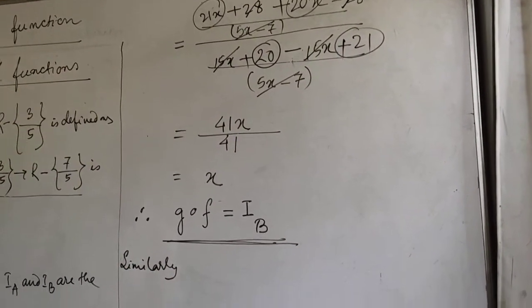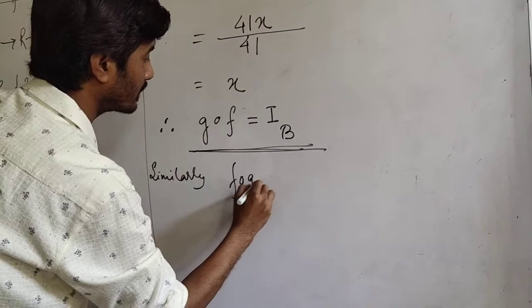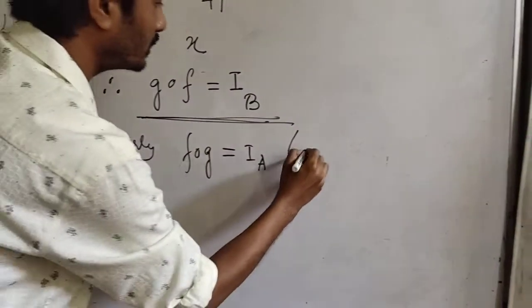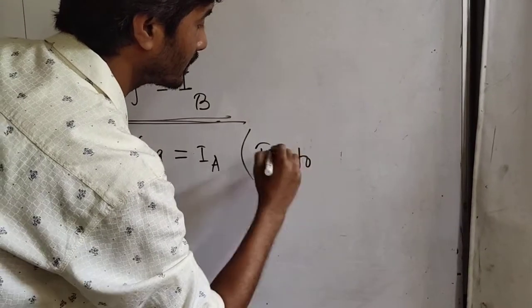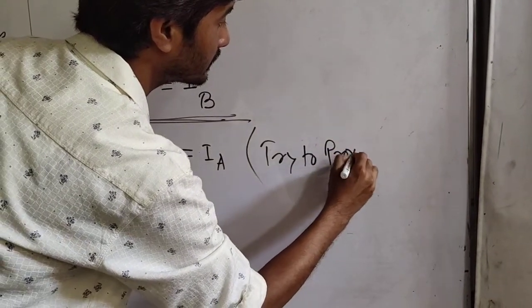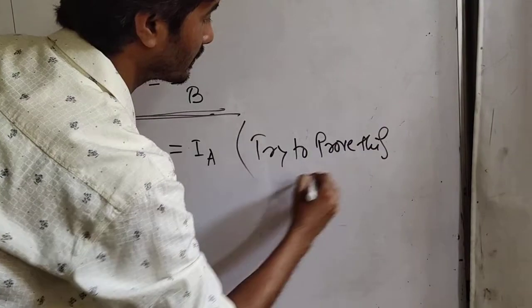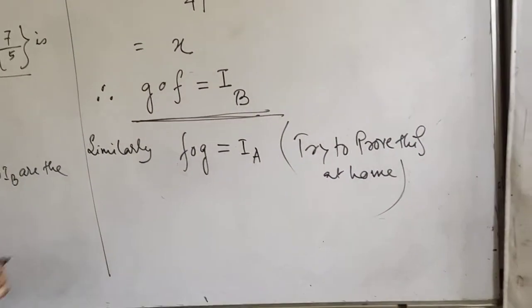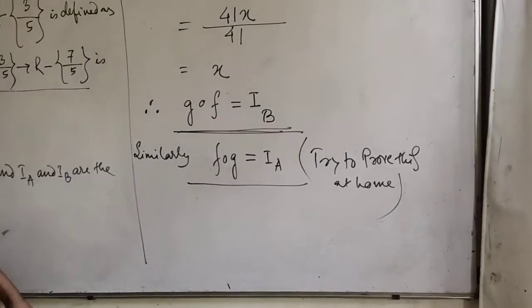Similarly, FOG is identity in A. What you do? You try to prove this at home. You try to prove that FOG here is again the identity function in A.